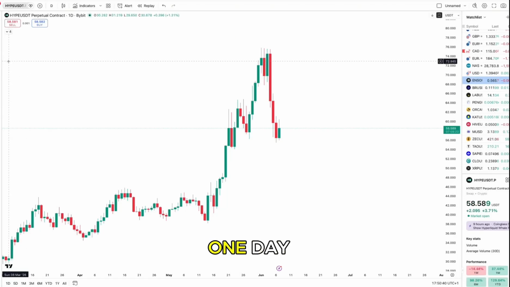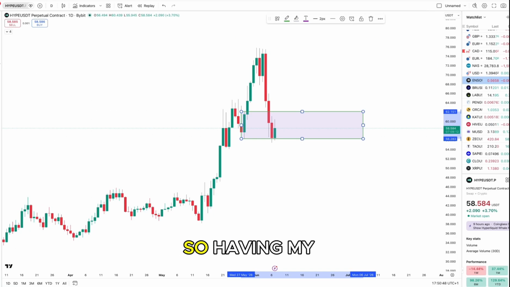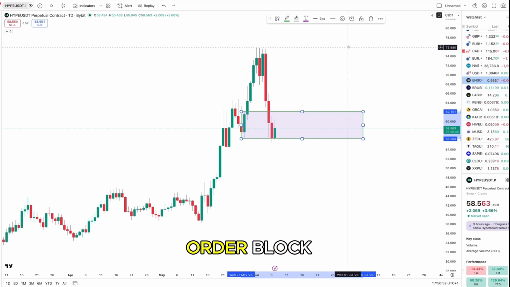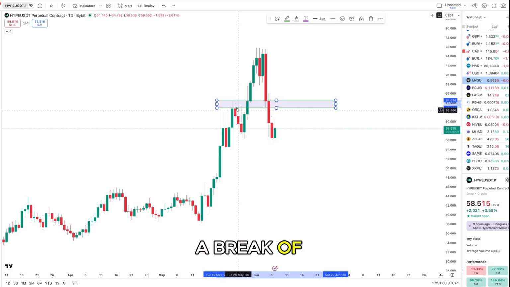So this is my hype on one day. I have my order block to be here. Having my order block, remember to carefully mark out your order block. There are things you will need to look out for. One, there is a break of structure. Did your order block break a structure? Yes, it did. So there is a break of structure here.